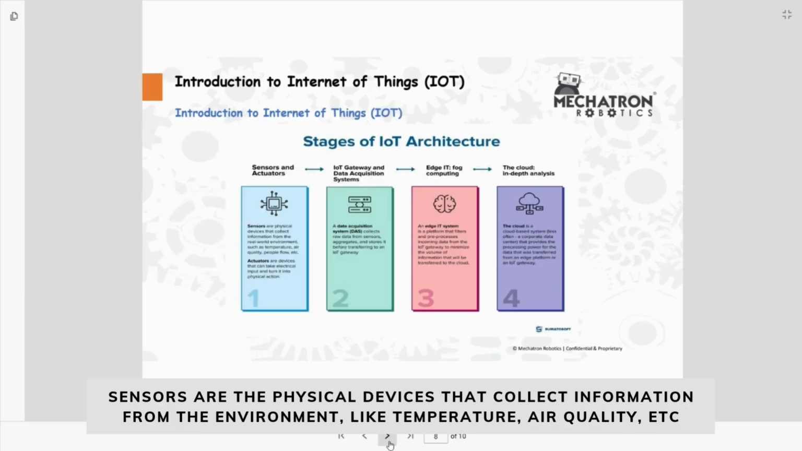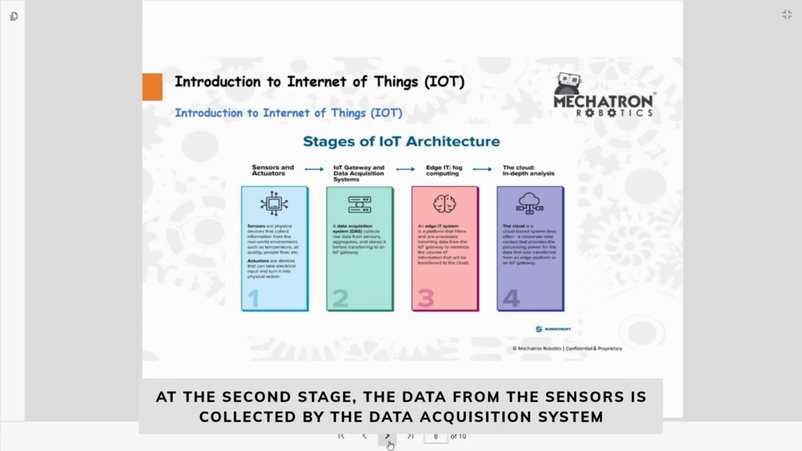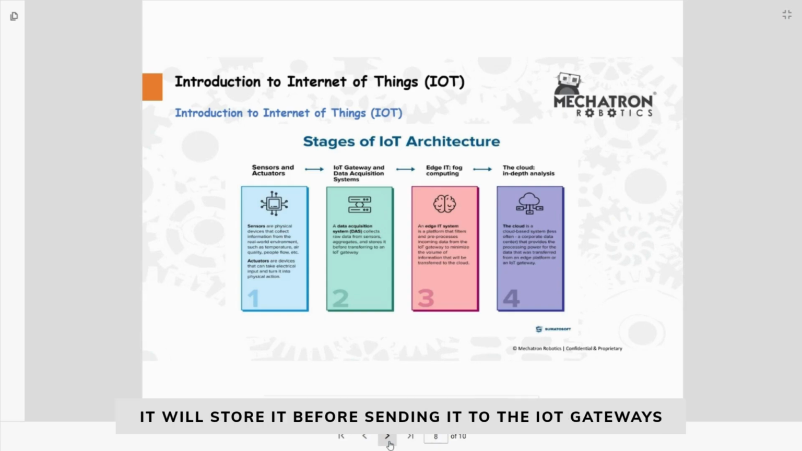So the very first stage, sensors and actuators: the sensors are physical devices that are going to collect the information from the real world environment such as temperature, air quality, and the actuators are the things which are going to convert these electrical inputs into physical actions. The second stage is IoT gateway and data acquisition system. So the data from the sensor is going to be collected by the data acquisition system and it is going to store it before transferring to the IoT gateway.